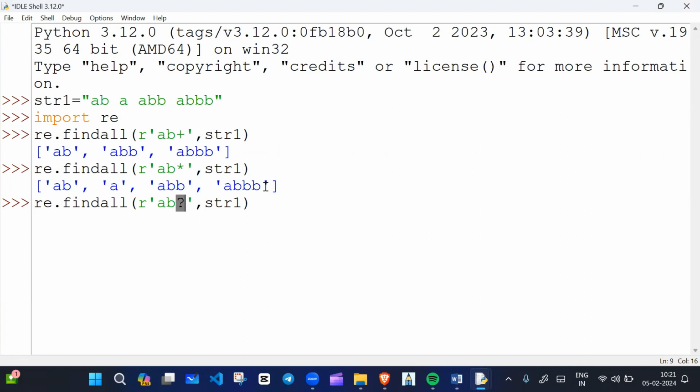It will only consider one, right? It will consider 1 B or 0 B. Question mark means it will consider 1 B or 0, or you can say 0 or 1. So what is the result? It is considering A and a single B, or A with 0 B. A with a single B. The question mark means 0 or 1.